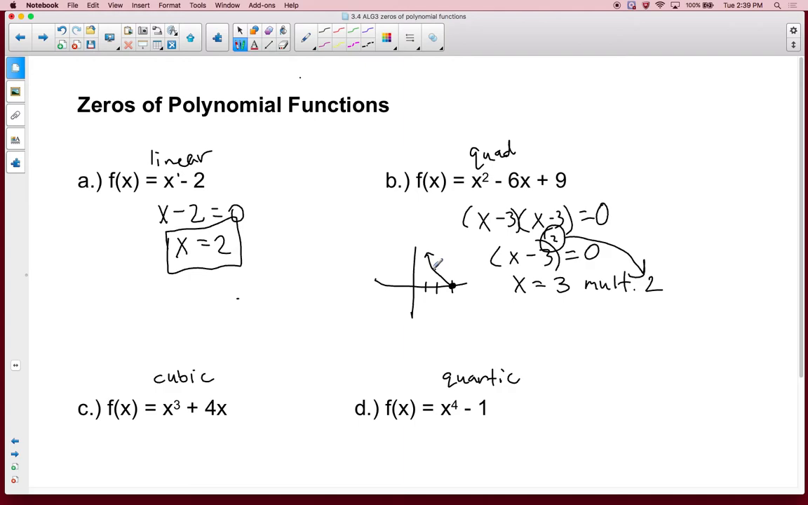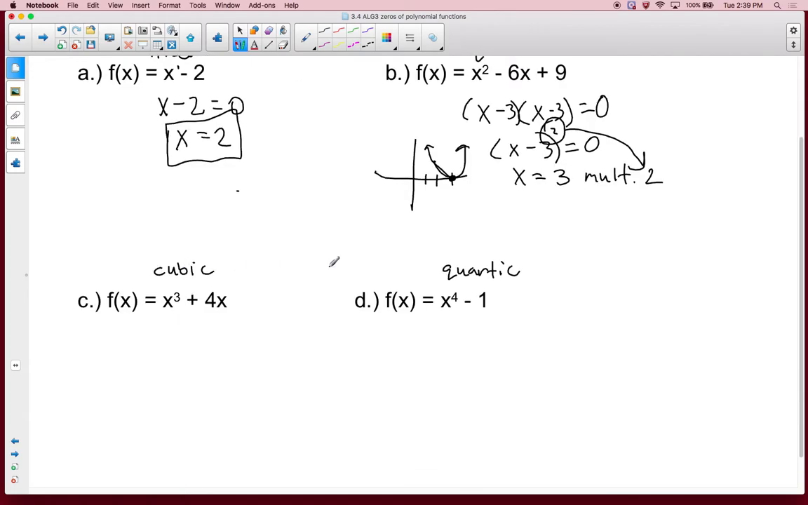So this is a parabola. Sorry, my terrible parabola shape. At 3, it touched and turned because it has 2 of them, a multiplicity of 2. So going back to this one, x equals 3 counts as 2 answers because it has a multiplicity of 2, x minus 3 squared.